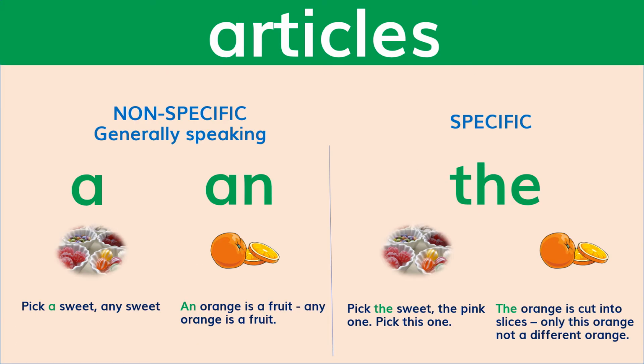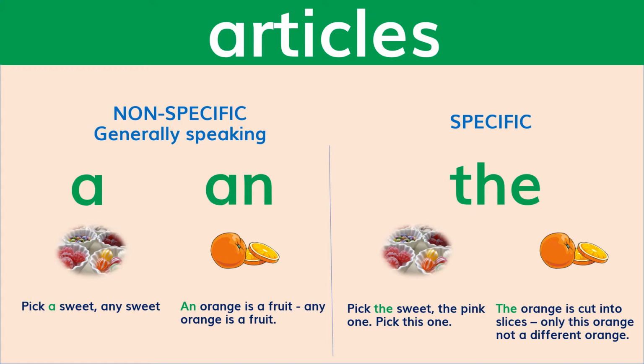Non-specific and specific articles. Let's have a look at when we would use a or an and when we would use the. We use a or an when we're talking about non-specific things, so things in general. So for example, if I was talking about any sweet, I could say, let's pick a sweet. Any sweet, it doesn't really matter. Then I would use the word a.